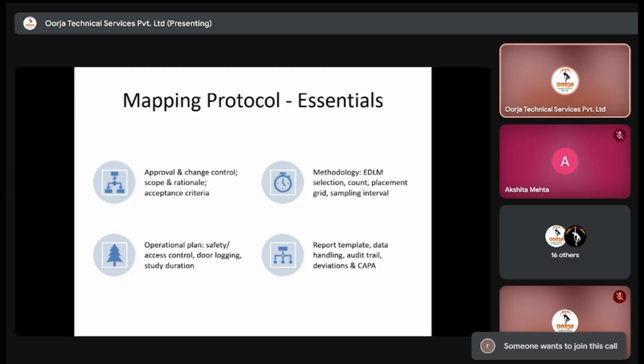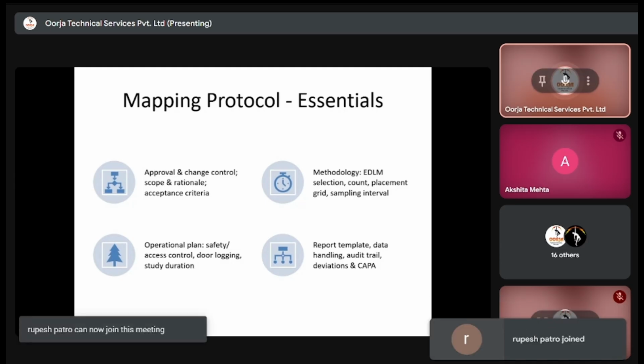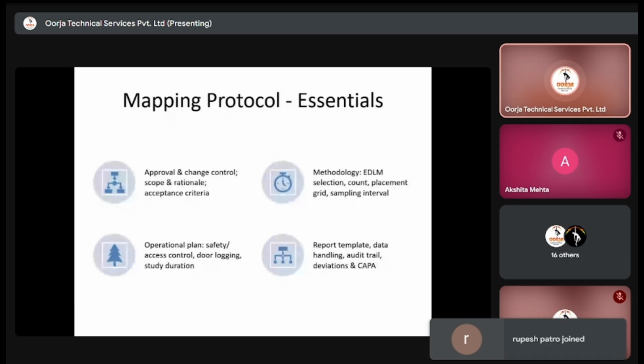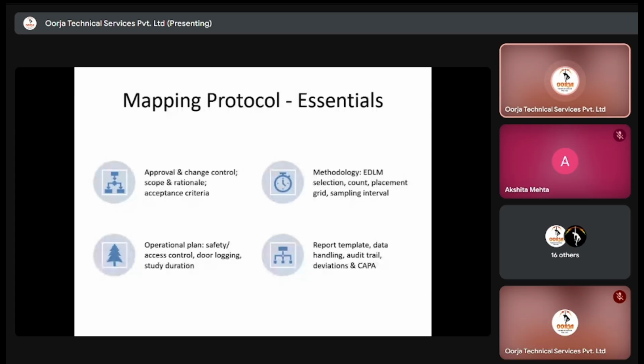So we should have all these things included in this approval part. Next is methodology. Now this is the how-to section. So this must specify the type of data logger you will use, the layout or grid of their placement, how the logger will be placed in that particular area, and what will be the sampling area, sampling interval, and how often the reading will be taken. So all these things must be covered under methodology.